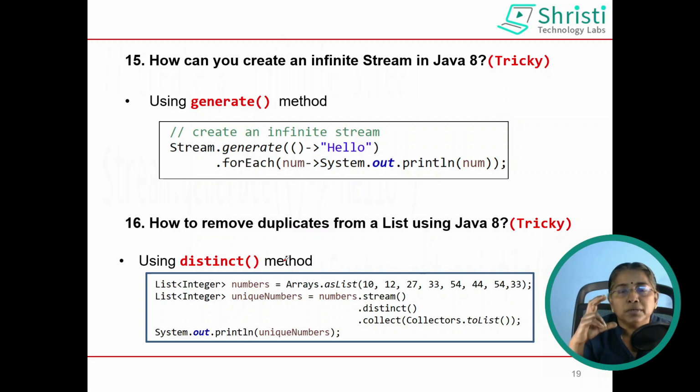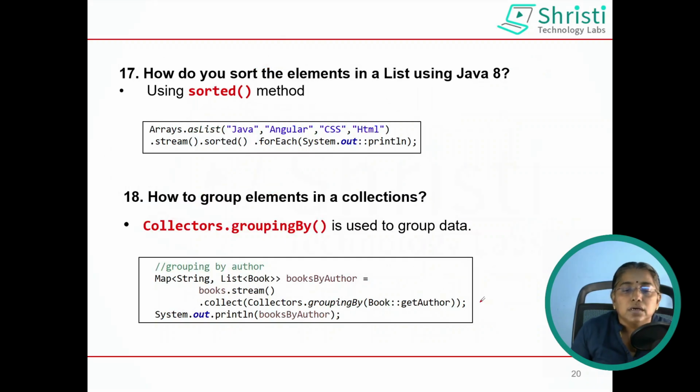Now, how to limit it to 100 values or 200 values? It is way too simple. Just use the limit method. Next, how to remove duplicates from a list using Java 8? Use the intermediate operation distinct. We will move on to the next question. How do you sort the elements in a list using Java 8? Use the intermediate operation sorted. How to group elements in a collection?